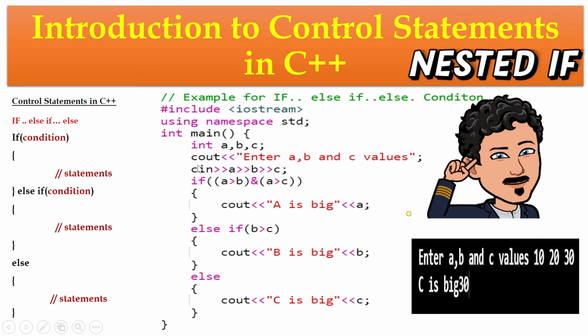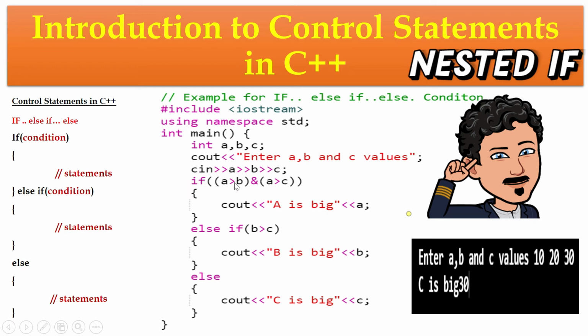Here is an example. I have declared three variables, namely A, B, and C, of integer data type. And I'm going to print a message, "Enter A, B, and C values," using a cout statement. The user will provide three values. The first value I'm going to store in A, the second value in B, and the third value in C using the same statement.